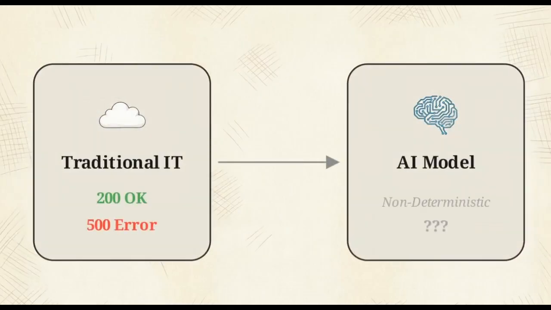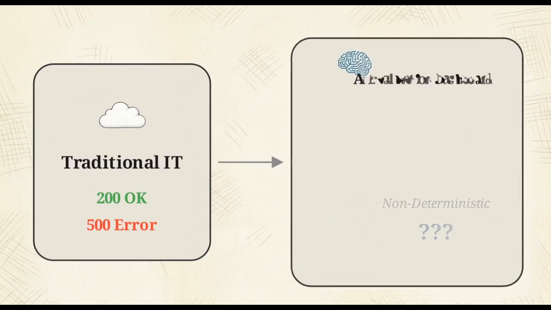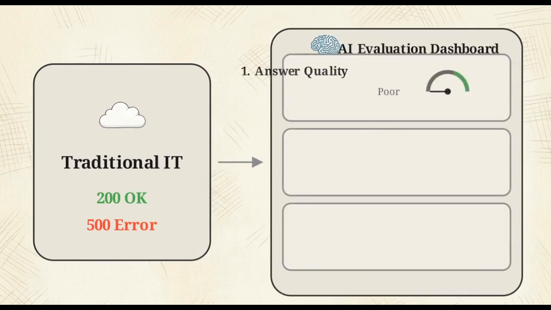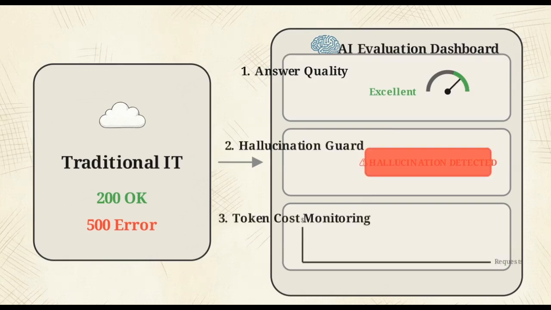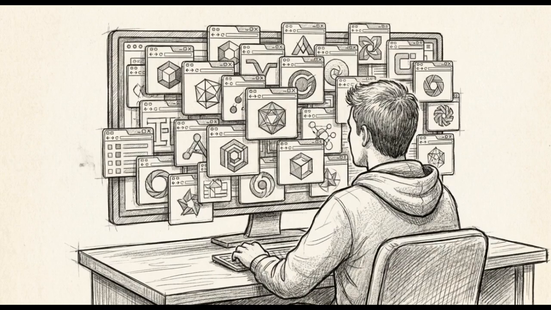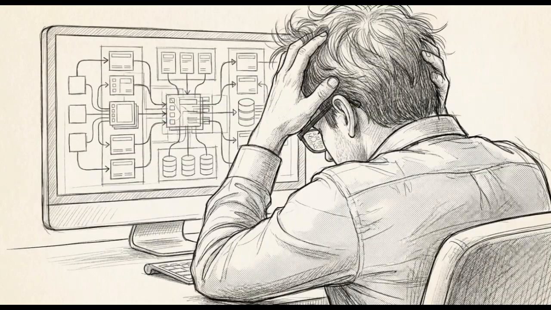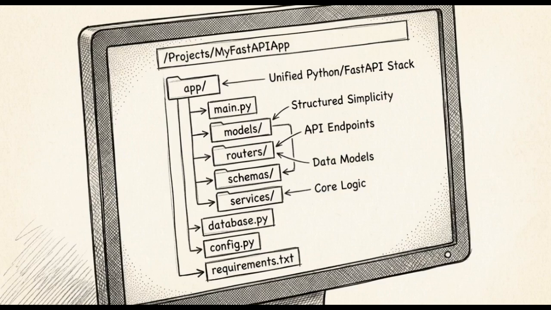Traditional software either works or crashes, but AI is non-deterministic. You have to build evaluation systems to continuously track answer quality scoring, detect hallucinations, and manage strict token budgets to keep costs under control. The most common trap at this stage is superficial learning. Beginners try to memorize dozens of different orchestration frameworks and vector databases. Ignore the noise. Focus on mastering the deep end-to-end pipeline of a single stack.